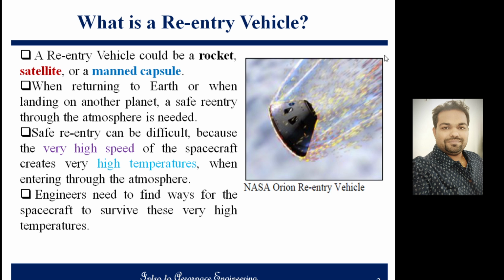So this is a famous example of a manned capsule, the NASA Orion re-entry vehicle. In front of researchers, these are the big problems: how to survive the re-entry heating. And for that, a lot of modifications have been done. Still, a lot of research is going on.